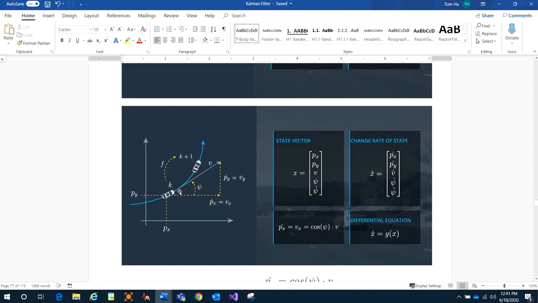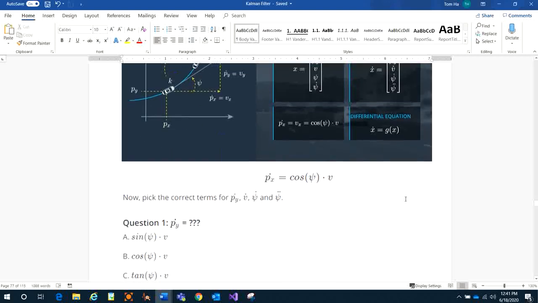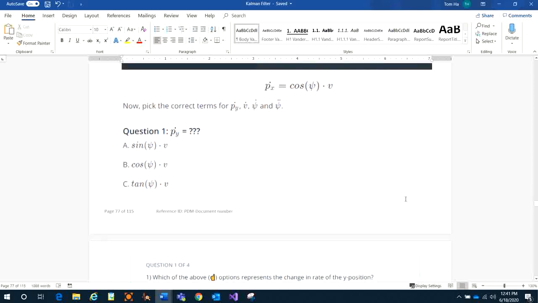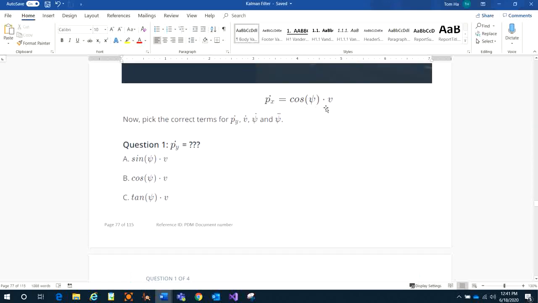So P_x dot, looking at the right triangle, you can easily see it's cosine psi times V, which is V_x. In a similar way, P_y dot, looking at the right triangle, you can get it too. Similarly, let's think about V dot, psi dot and psi dot dot. Remember we assume this model has constant velocity magnitude and constant turning rate. So we already have P_x dot is cosine psi times V.